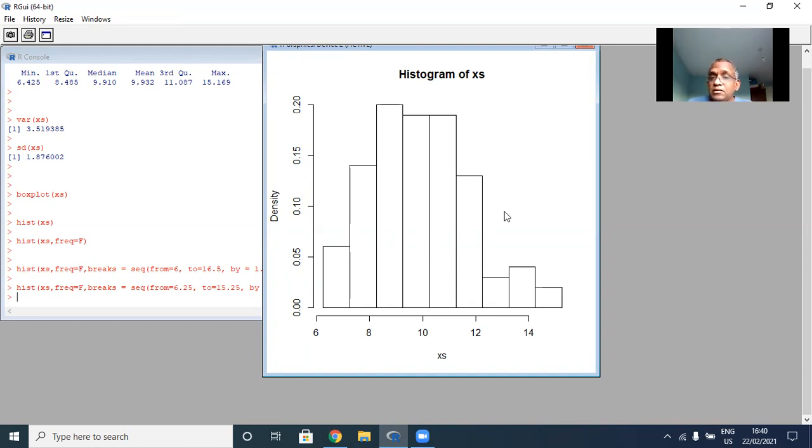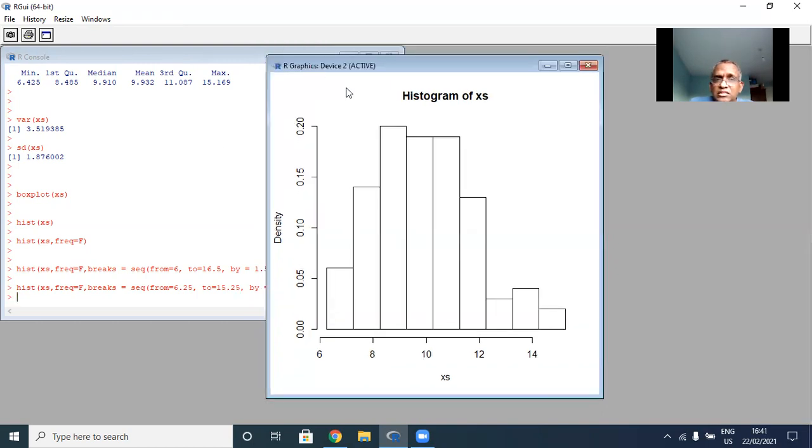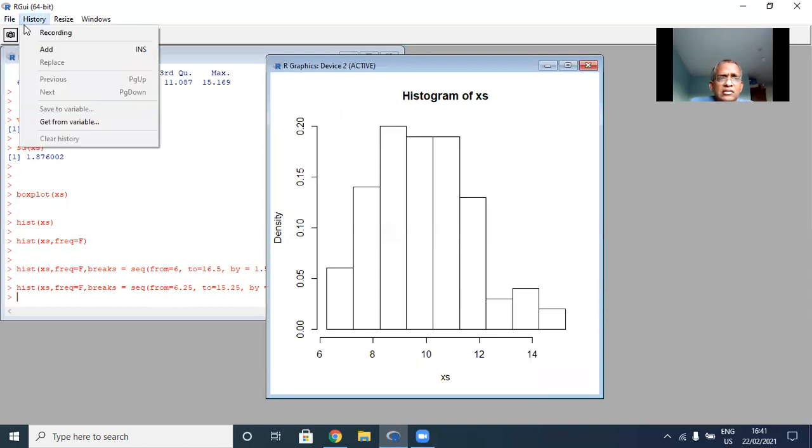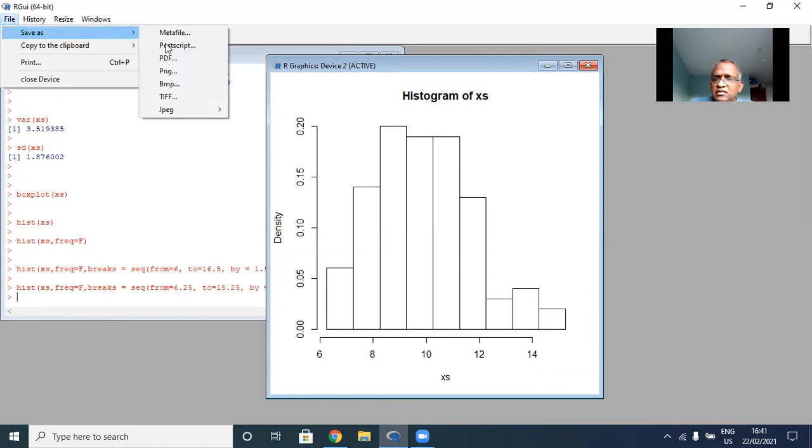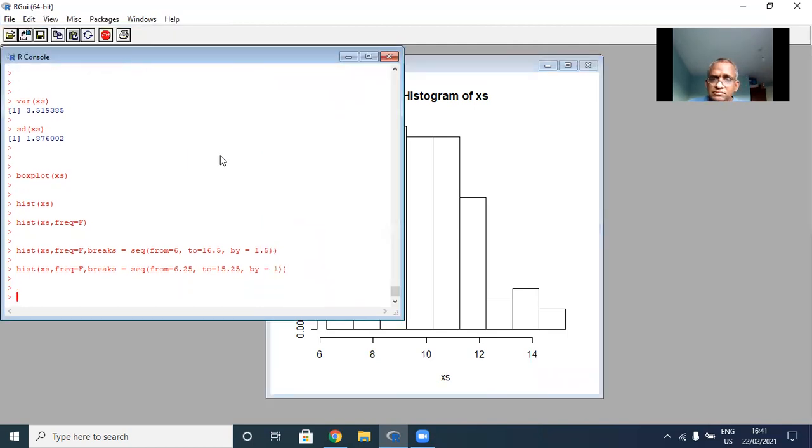Exercise 2, by the way, any questions on this exercise? Yes, you can save the histogram. To save the histogram, you click on this window, and then you go into File, then you say Save As. You can save as one of these types, either as PostScript, PDF, PNG, bitmap, TIFF, or JPEG. You have to choose one of these options and then save, right? I'm not going to save, but if you want, you can save it as one of these options.